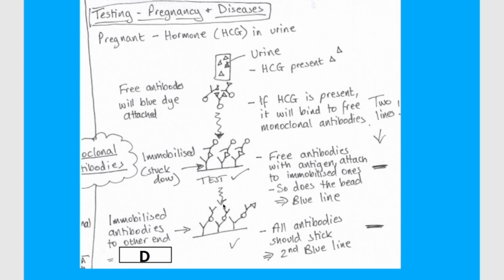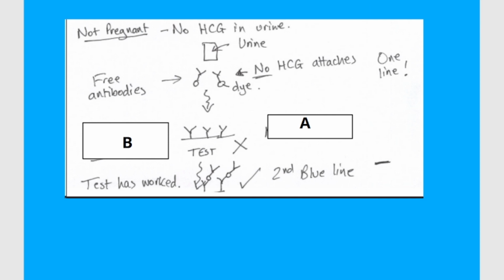It then carries on going down through the paper to a second set of immobilised antibodies. This is the control. If the test has worked and all the antibodies have made it all the way down, then you get a second blue line. Let's look at the next one.